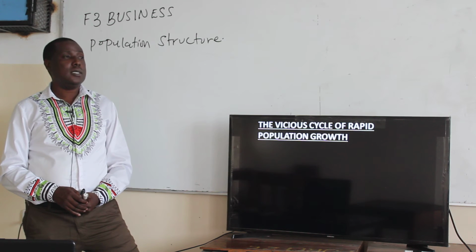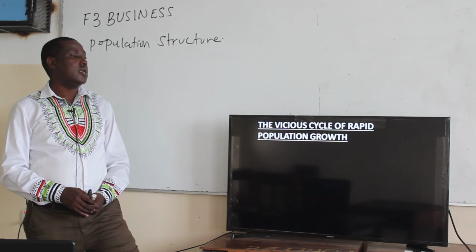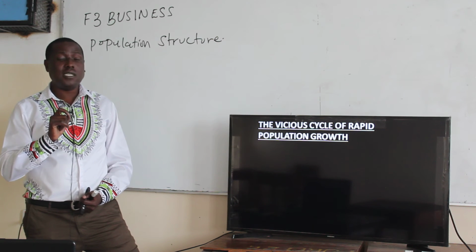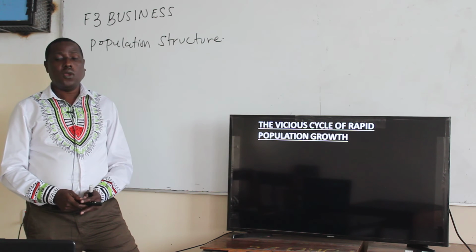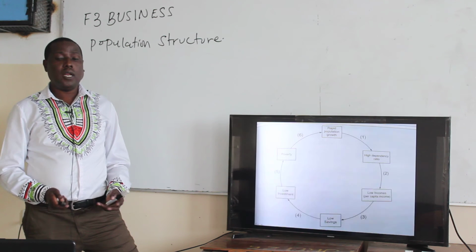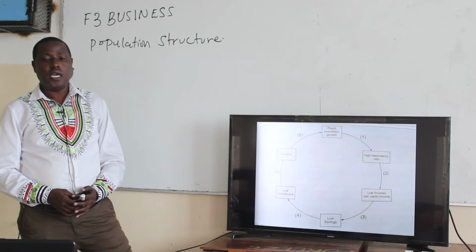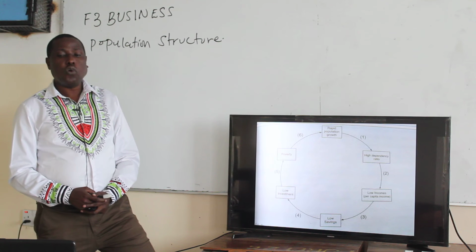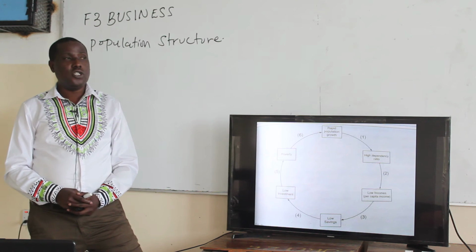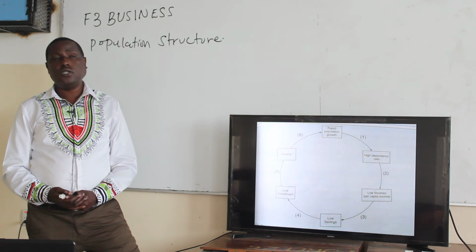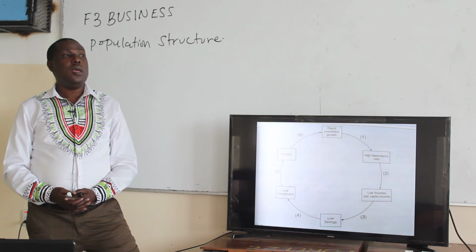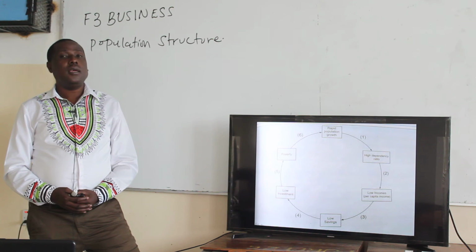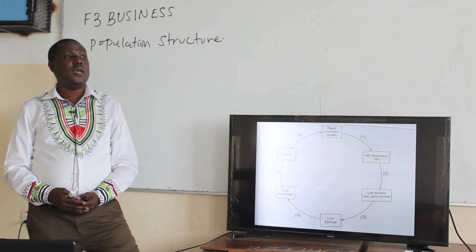Now, in our case here, the problem is what? The rapid population growth, right? That is our first problem. We're having a high population growth, as we can see in our diagram here. So when we have a rapid population growth, population has increased due to maybe high birth rates, low mortality rates, high immigration rates, and so forth.